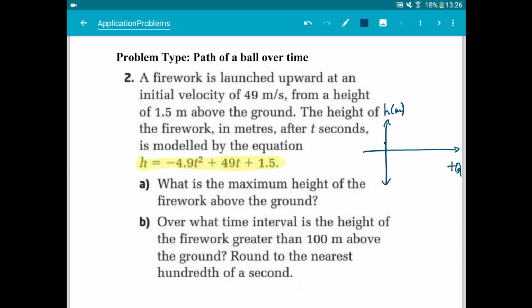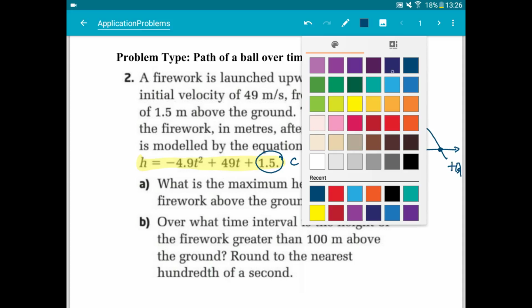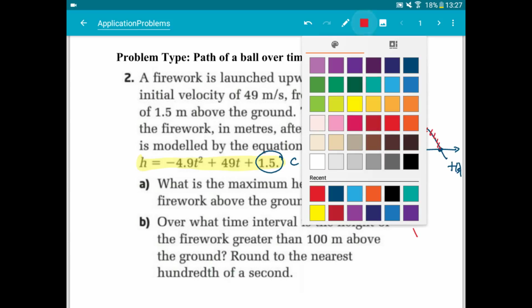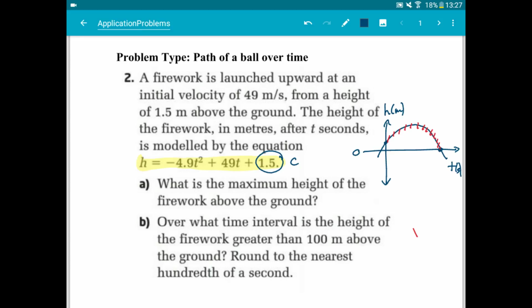So it gets launched at 1.5, so that's going to be our y-intercept. And not surprising, it's c in standard form. And so we're going to get something that looks something like that. Now this is where the height's 0. So the only place that this is sort of a valid graph is right here, right? Anything below the line would be below the ground, and that doesn't really make sense for a rocket.